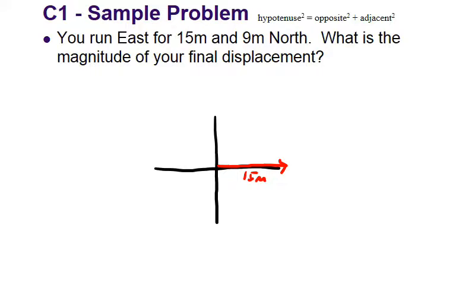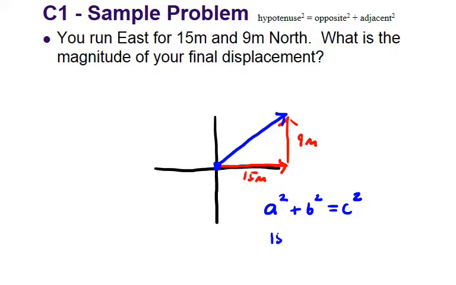Now it's important when we add vectors to put them tail to tip. So we're going to put this here, 9 meters north. And then the resultant is from where we started to where we finished. We can use our equation a squared plus b squared equals c squared. So we have 15 squared plus 9 squared equals c squared.